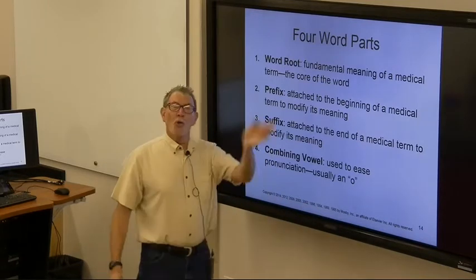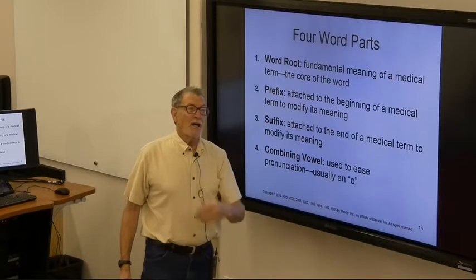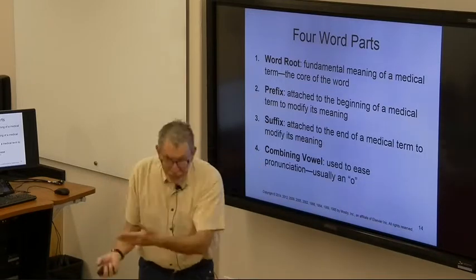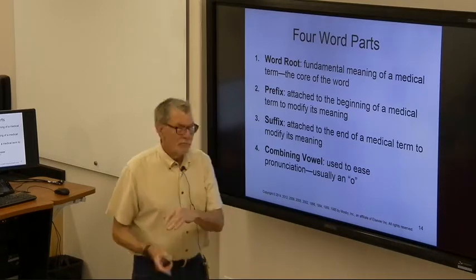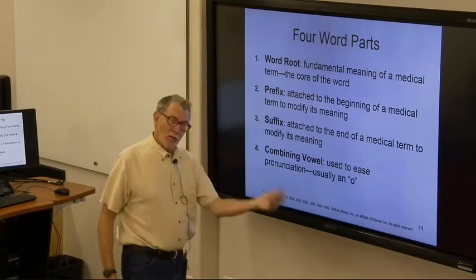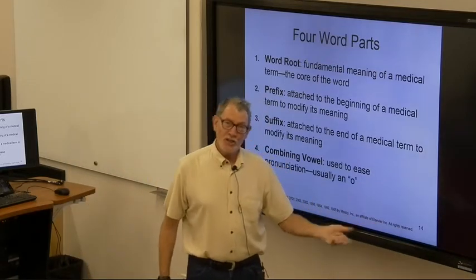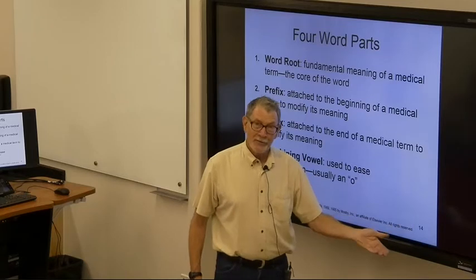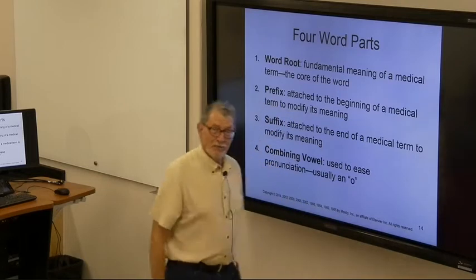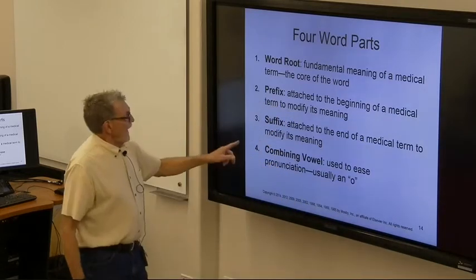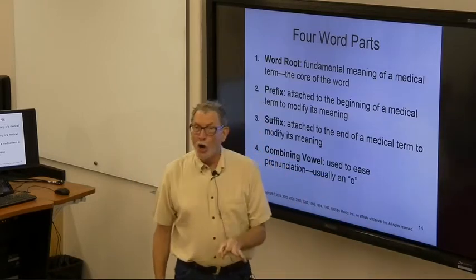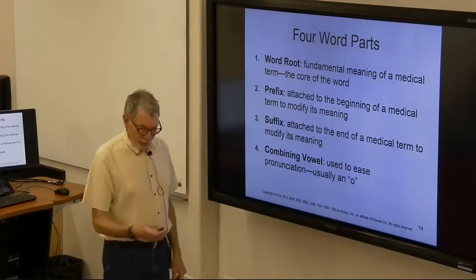A prefix would go on the front of it to say above, below, within, inside the joint. So a prefix is stuck on the front of the word. A suffix is stuck on the end, usually to tell you what the condition is. Itis is inflammation. So arthritis is inflammation of a joint. And you often use a combining vowel, usually O, to make it easier to say.